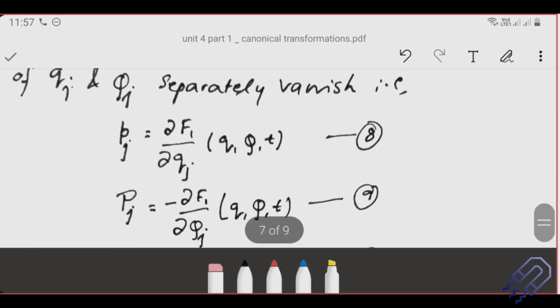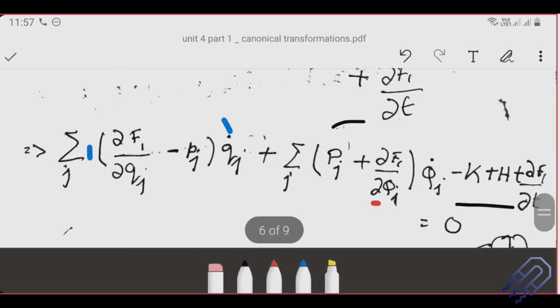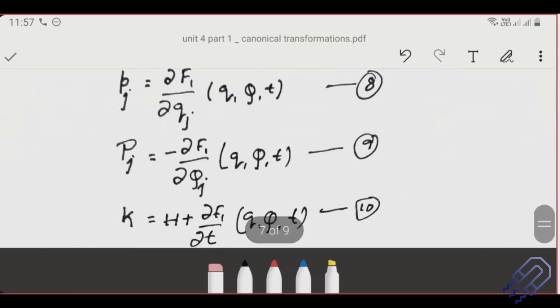So if we write it down separately, we can simply write Pj is del F1 del Qj. How? Because if you go back into that equation, you see this here: Pj is del F1 del Qj. So this is the first form of the generating function. Can we go for the next term, which is nothing but capital Qj will be minus del F del Qj.